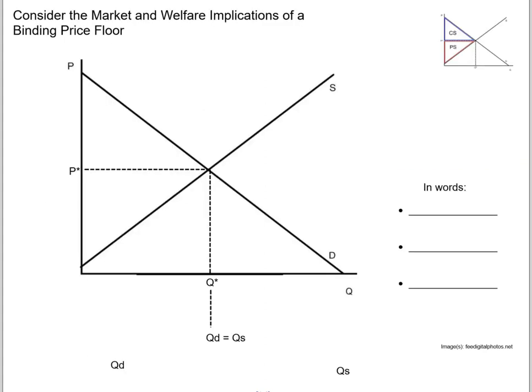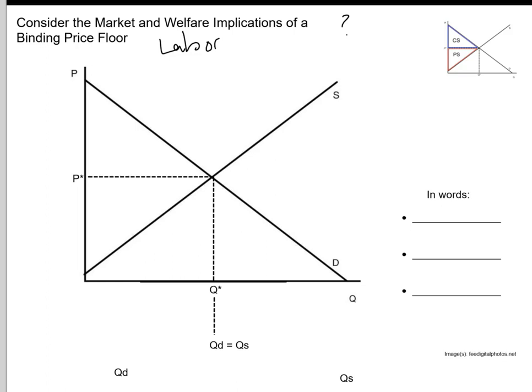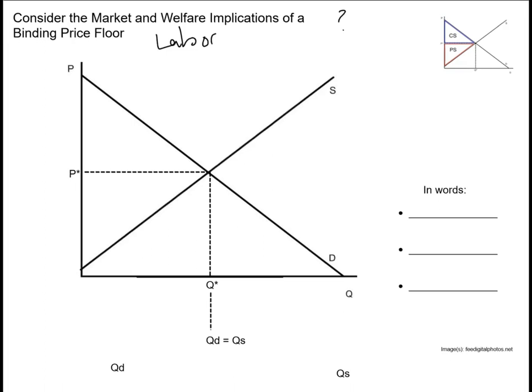and they require that everyone follow that. So again, if we think about this as a labor market, we can ask some questions. If this is the labor market, think about, what does the demand for labor represent? Who is that? What does the supply of labor represent? Who is that? How about the price in a labor market? What does it represent? How about the Q star in a market? What does it represent?